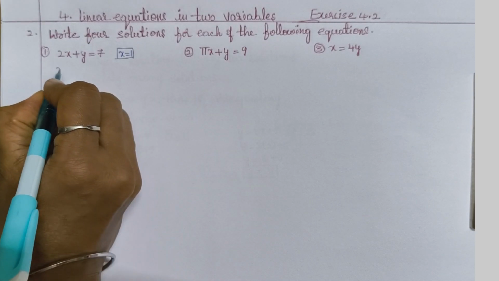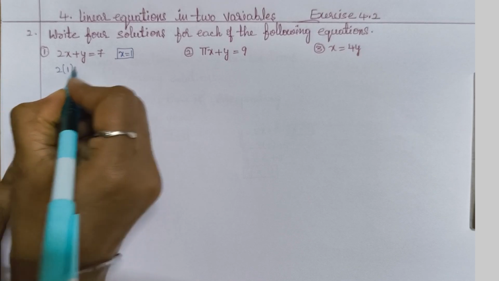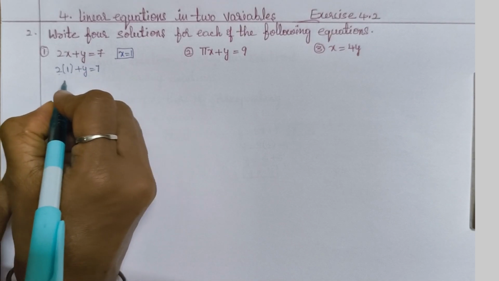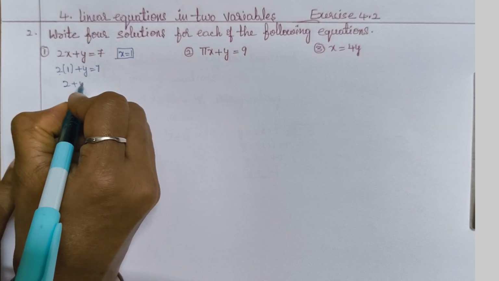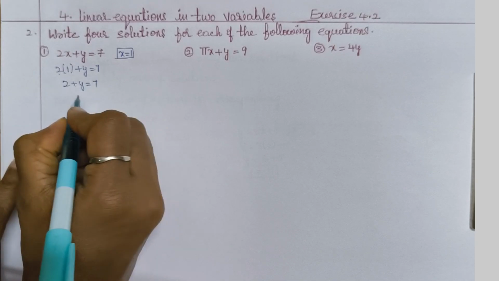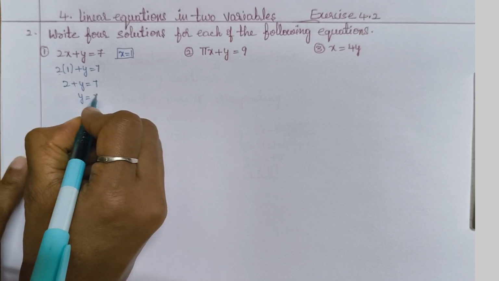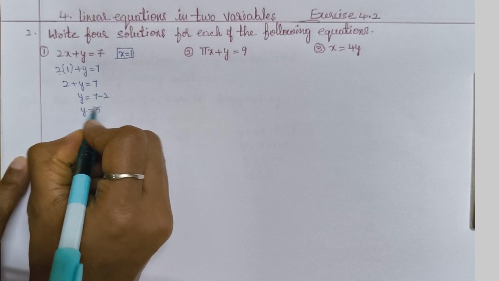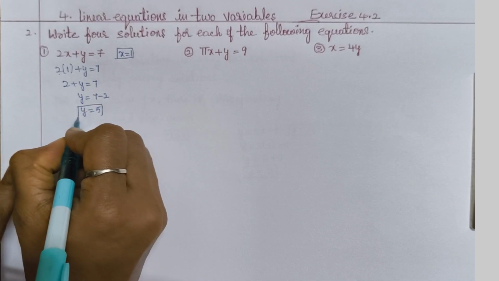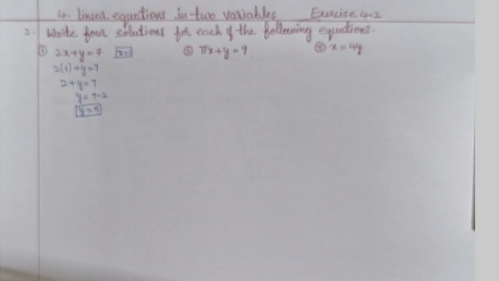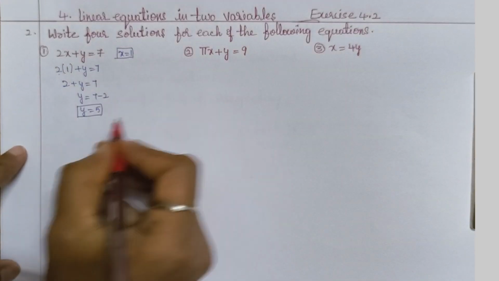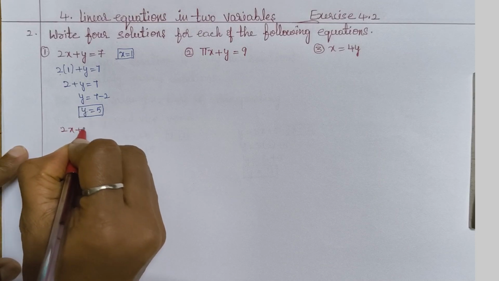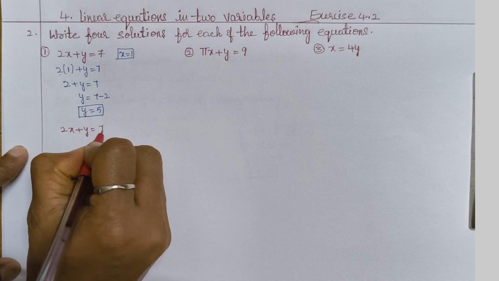You substitute here: 2 into 1 plus y is equal to 7. 2 ones are 2, plus y is equal to 7. So y is equal to 7 minus 2. What is the y value? y is equal to 5. So now you got one solution. Like this you find 4 solutions. One is finished.